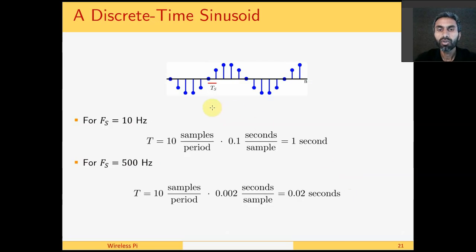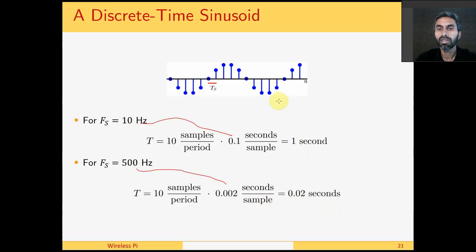When a discrete time sinusoid resides in our computer memory, how do we know the frequency that it corresponds to in the real world? For that we must know the sampling rate fs. For example, here we have 10 samples that define a complete period. If the sample rate was 10 Hz, then we have 10 samples per period times 0.1 seconds per sample, and we have 1 second's worth of data. On the other hand, if somebody told us that the sample rate was 500 Hz, then we have 10 samples per period multiplied by 0.002 seconds per sample, which is 0.02 seconds.